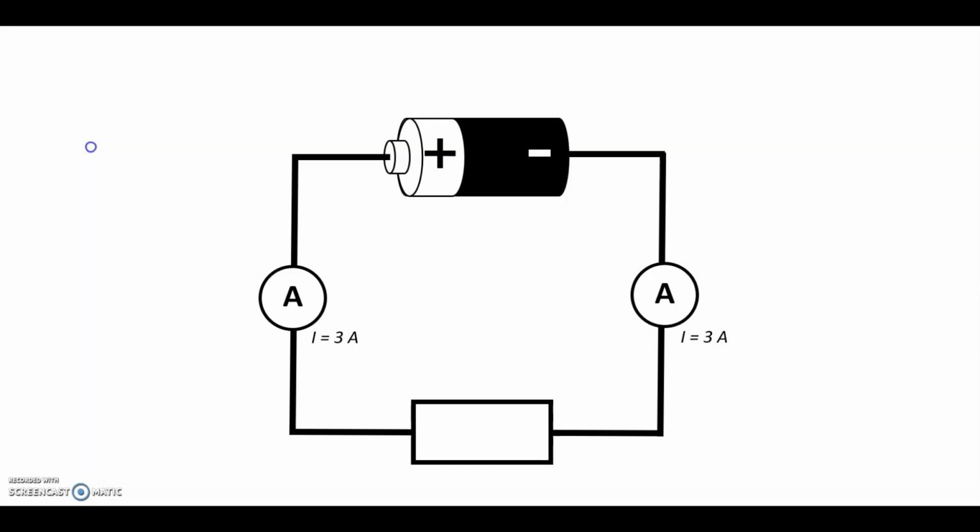So here I can see that I have 3 amps of current flowing at every single point in the circuit, and we call this the constant current model, where there is a constant current flowing out of the battery, down the wire, through the resistor, up the wire again, and then through the battery.